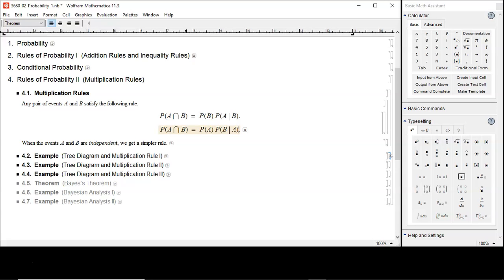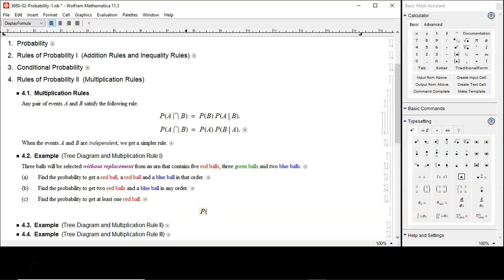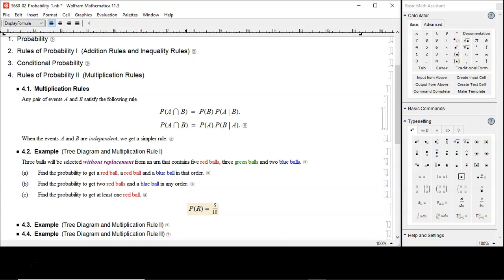So the Venn diagram works for the addition rule. Likewise, a tree diagram will work for the multiplication rule. Here's an example. 3 balls will be selected without replacement from an urn that contains 5 red balls, 3 green balls, and 2 blue balls. So, if I select one ball at random, what is the probability the selected ball is red? Oh, that's easy. That's 5/10 because there are 5 red balls out of a total of 10. Is that clear to everybody?